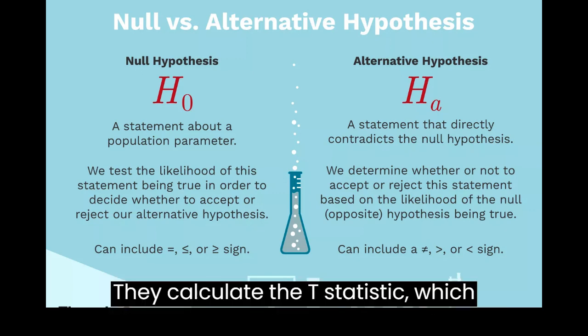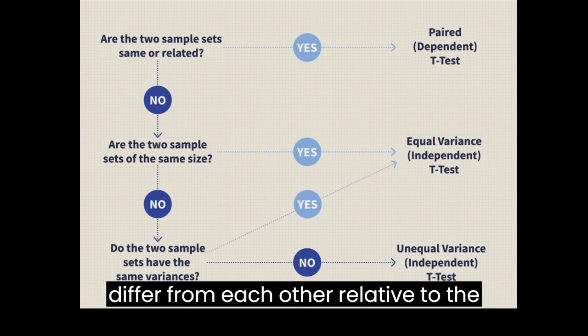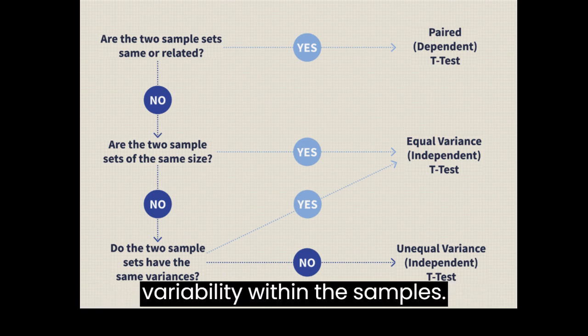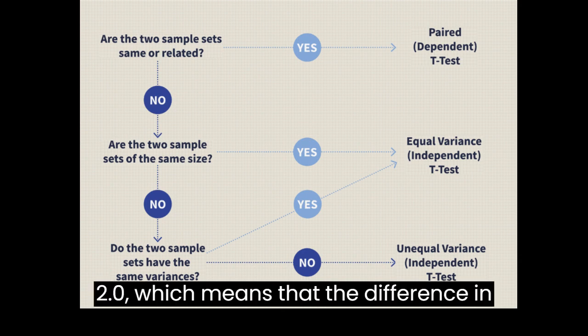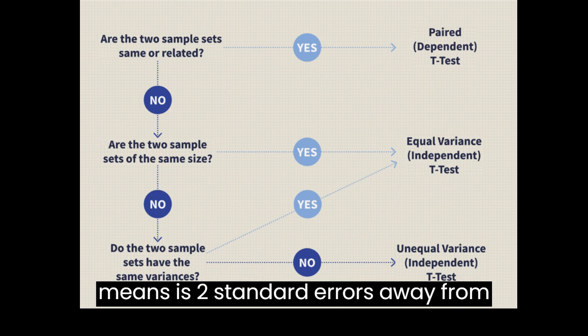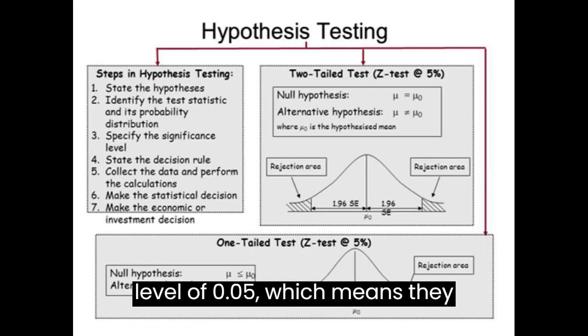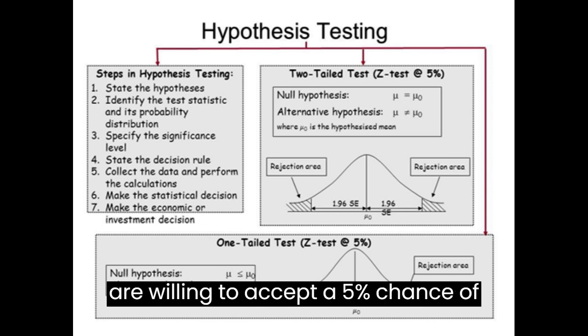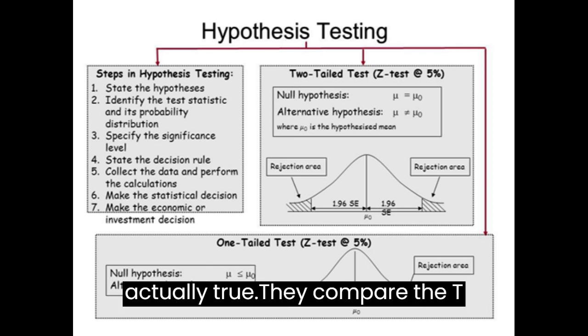They calculate the t-statistic, which measures how much the sample means differ from each other relative to the variability within the samples. The t-statistic turns out to be 2.0, which means that the difference in means is 2 standard errors away from 0. They then use a significance level of 0.05, which means they are willing to accept a 5% chance of rejecting the null hypothesis when it is actually true.